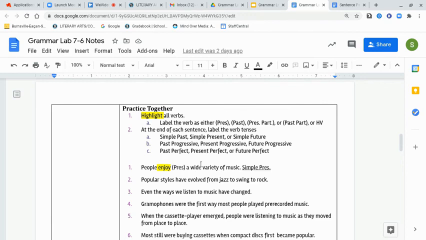Since we already decided there's no helping verb to it, we know it's simple. And again, it's okay to write just the simple first and then come back and decide if it's present, past, or future. Well, if it was future, it'd be will enjoy. If it were past, it would be enjoyed. So because there's no helping verbs, it's simple. And because it's enjoy, it's present. So simple present. That's what we need to have for number one. Highlight enjoy, label it present, and underline and identify at the end, simple present. And that's going to end our work with grammar for today.